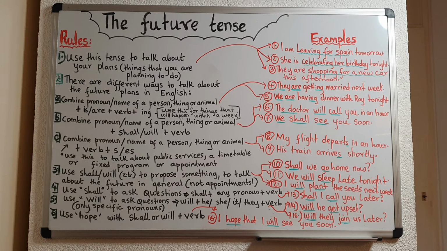You can construct a sentence in the future tense by combining a pronoun or a name of a person, a thing or an animal, plus shall or will, plus verb. And this time the verb is in its original form, like cook, sleep, eat, play. We do not add anything to the verb.